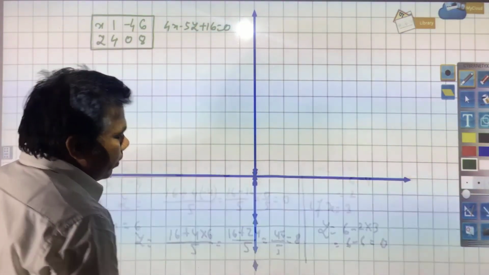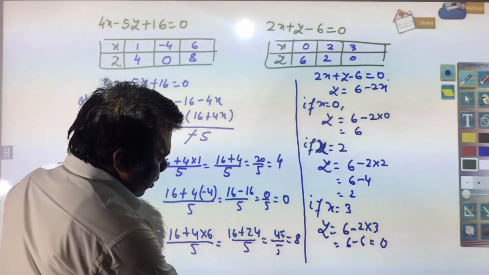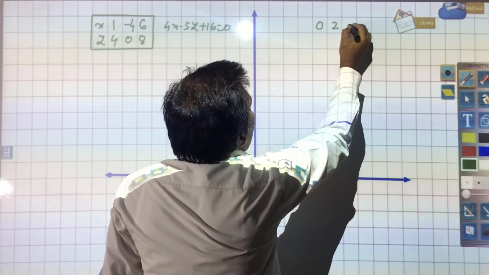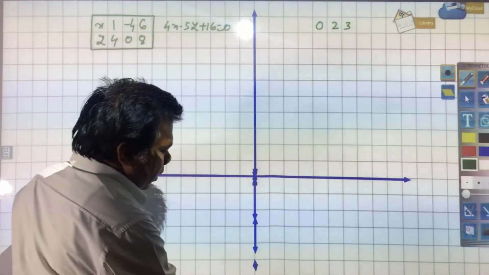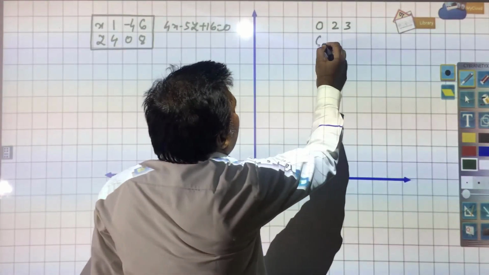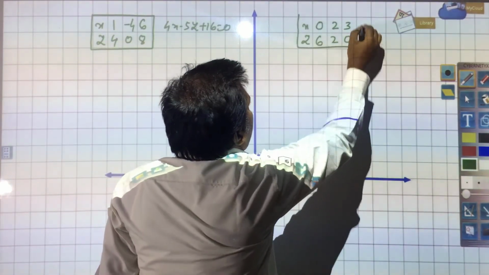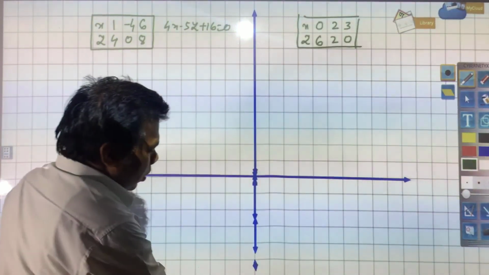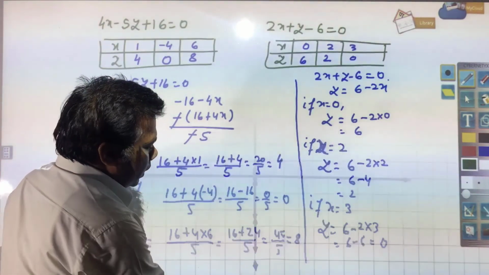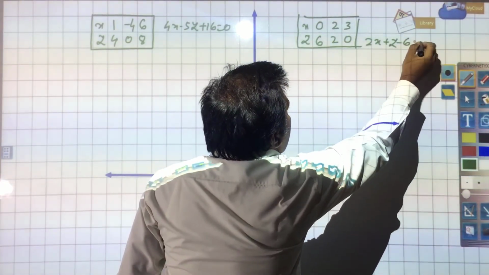Second table you have x as 0, 2 and 3, and y as 6, 2 and 0. This is for equation 2x plus y minus 6 is equal to 0.